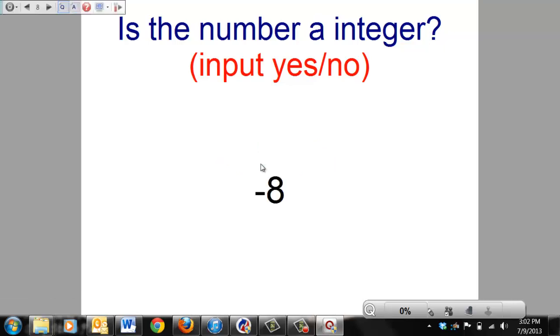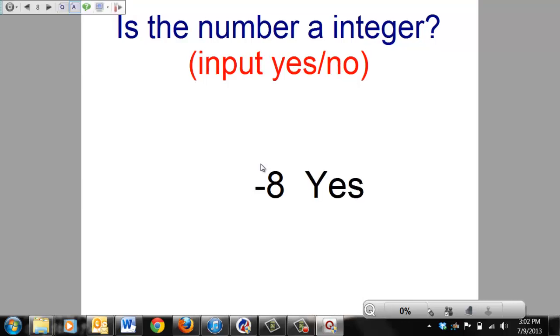How about negative 8? Is it an integer? The answer is yes, it is, because it is the opposite of a whole number. Negative 8 is the opposite of whole number 8.